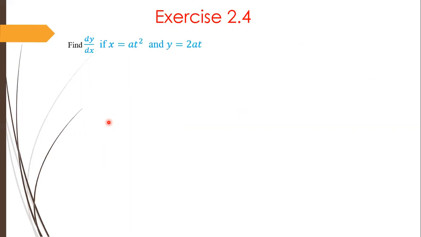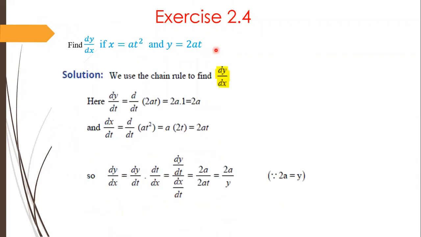Now our first example is find dy by dx if x is equal to at square, y is equal to 2at. We use the chain rule to find dy by dx. Y is the dependent variable and t is the independent variable, so differentiate y with respect to t: dy by dt is d by dt of 2at. 2a is constant and the derivative of t with respect to t is 1, so dy by dt is equal to 2a.